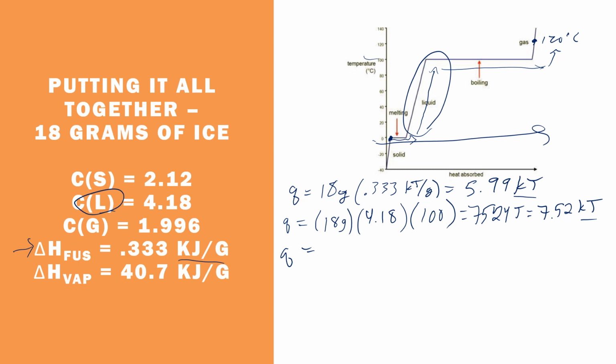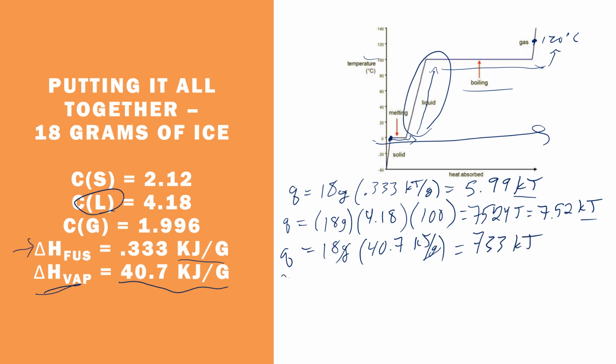The next section, I need to boil off the liquid, so I need to use the heat of vaporization. So I have 18 grams times the 40.7 kilojoules per gram. Notice that's much higher than the heat of fusion. That's because you have to break all of the intermolecular forces to get it to turn from a liquid into a gas. I just need to multiply those two. The grams will cancel, and I will get 733 kilojoules.